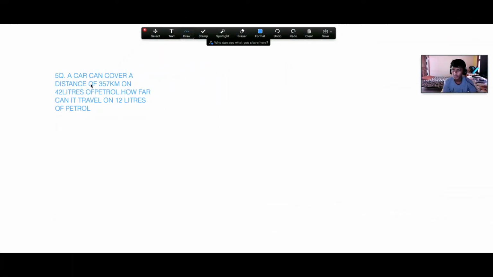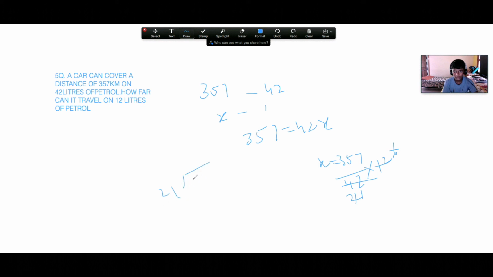A car can cover a distance of 357 kilometers on 42 liters of petrol. How far can it travel on 12 liters of petrol? Okay, 357 kilometers, 42 liters of petrol. So x is the distance on 1 liter of petrol. 357 is equal to 42x, and x is going to be 357 by 42, into 12, that's it, friends. So 2 12, 2 1s are 2, 2 21s are. So that's it.